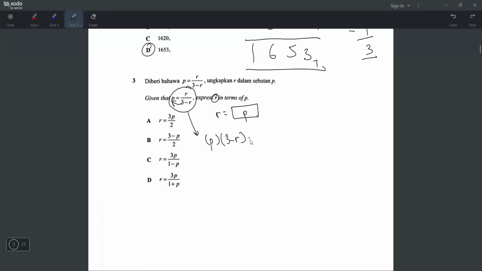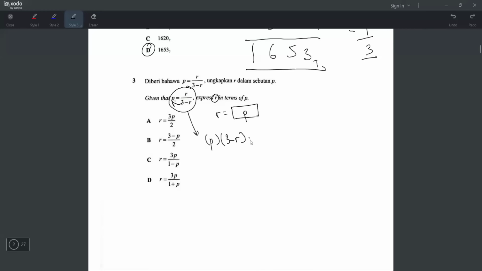Okay. So, this bracket has one term inside. This bracket has two terms. So, when you expand, when you kembang, this is the correct way. You take the bracket with one term and then darab inside the two terms. So, you end up with 3P minus PR equals to R. And since I'm trying to find R, I'll try to make R single.